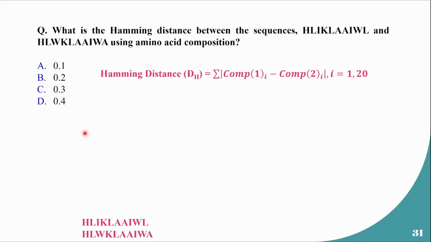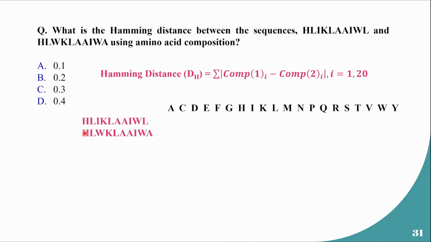So can you try to calculate the Hamming distance between these two sequences? It's a similar calculation. You just calculate the composition for the individual amino acids, then you subtract one composition from the other, take the absolute value and sum it up. So can we try to calculate this one? Take a moment, calculate it and share in the chat.